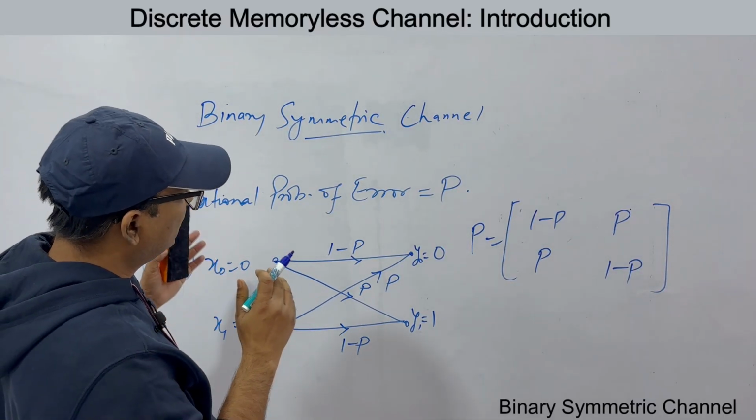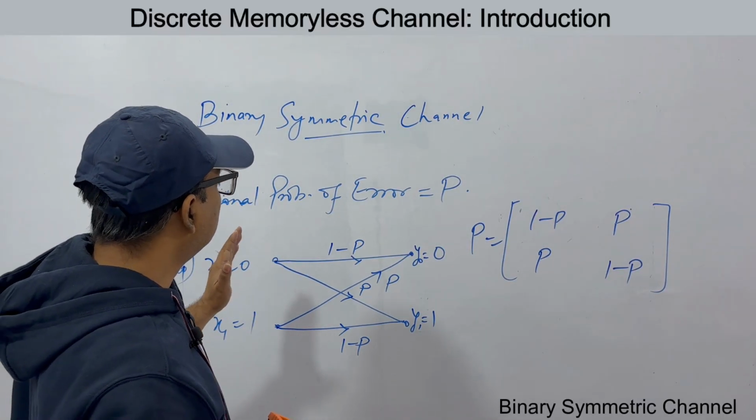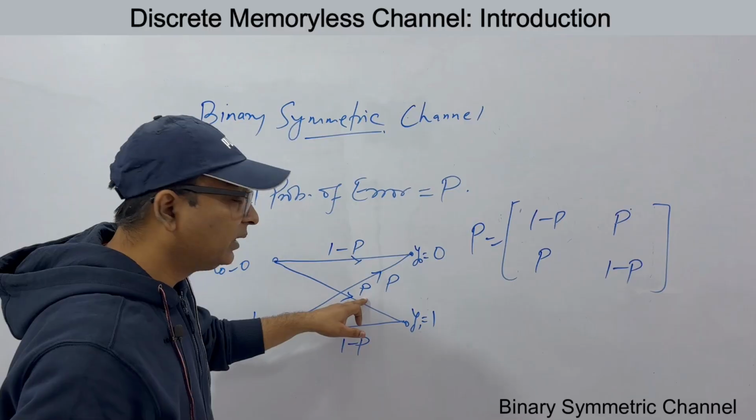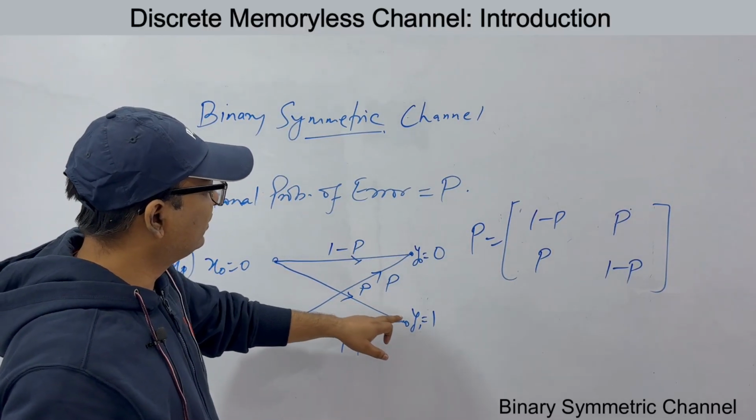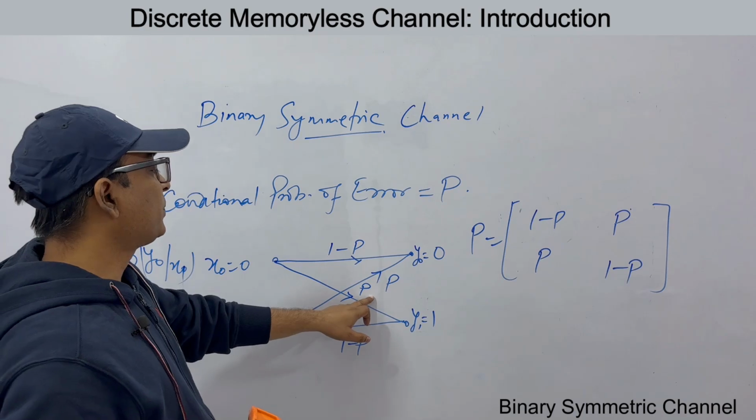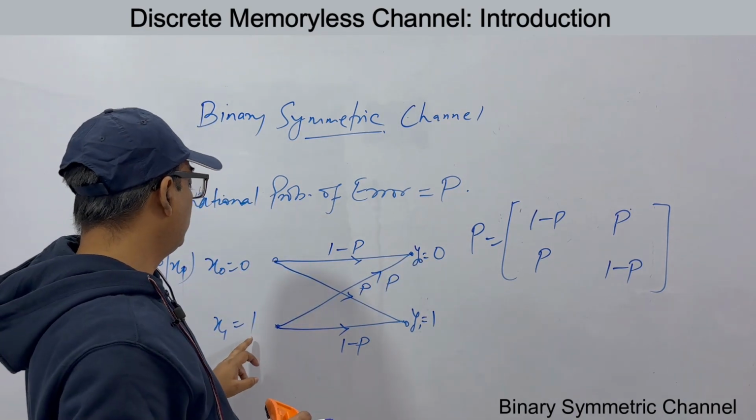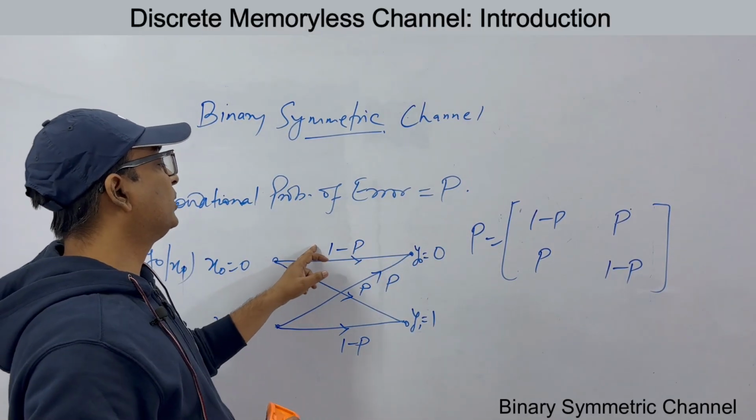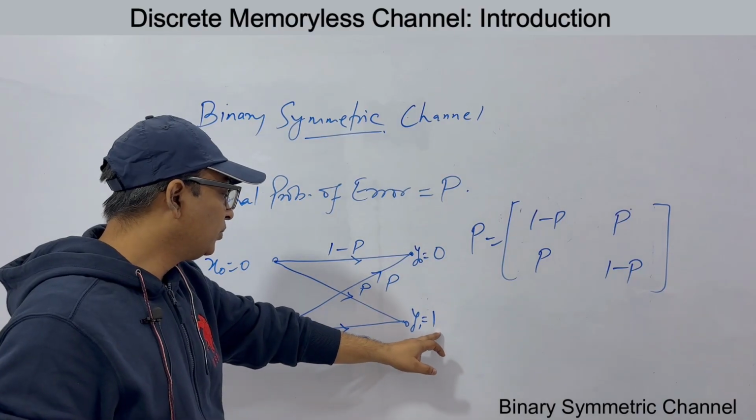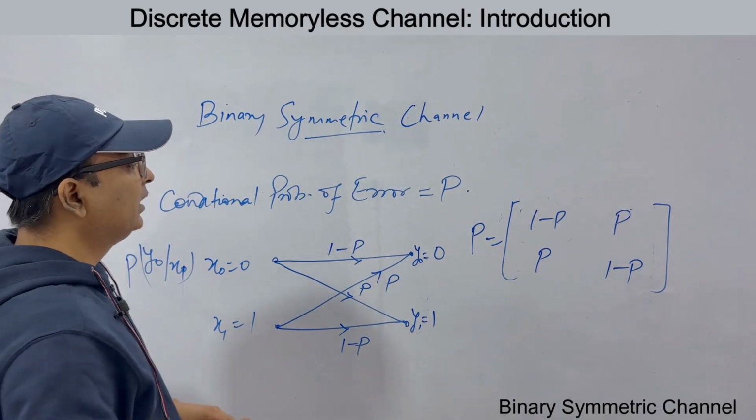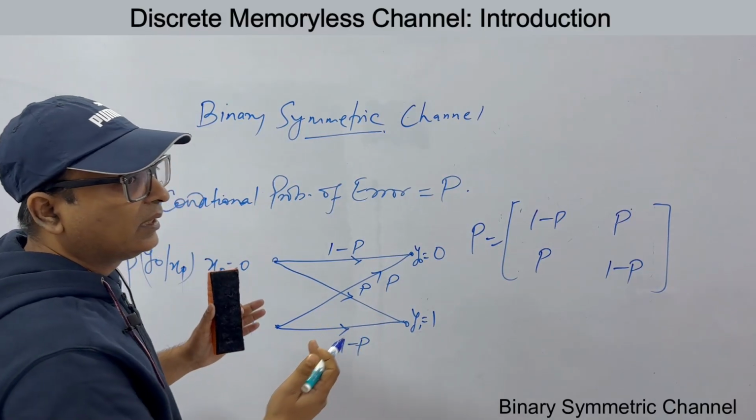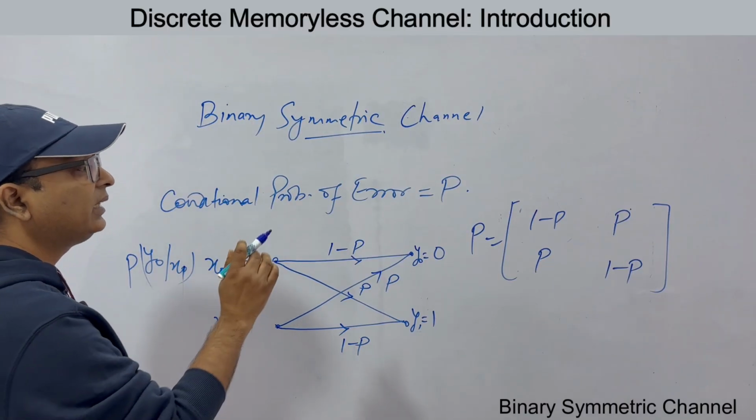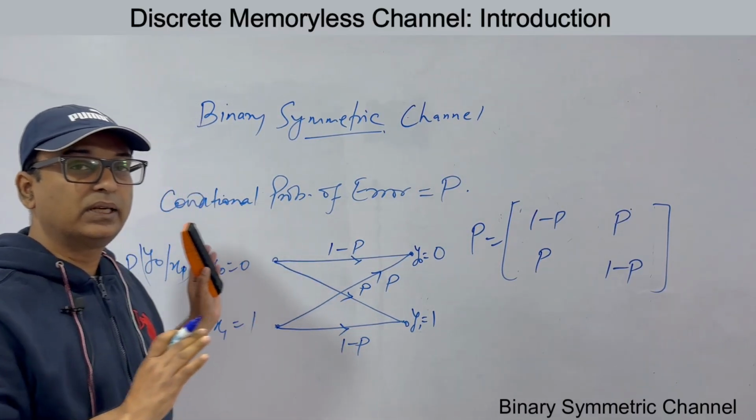The usefulness of this diagram is that just looking at it, you know that if I send 0, I get 1 with a probability P. The transition probability of getting 1 when 0 has been sent is P. The transition probability of getting a 0 when 1 has been sent is P. The transition probability of getting a 0 when 0 has been sent is 1 minus P. Similarly, the transition probability of 1 when 1 has been sent is 1 minus P. So this is a visual diagram. A diagram gives you a visual statement of what the process is. So this is called the transition probability diagram, and this is a channel matrix. I think this is now clear to you.